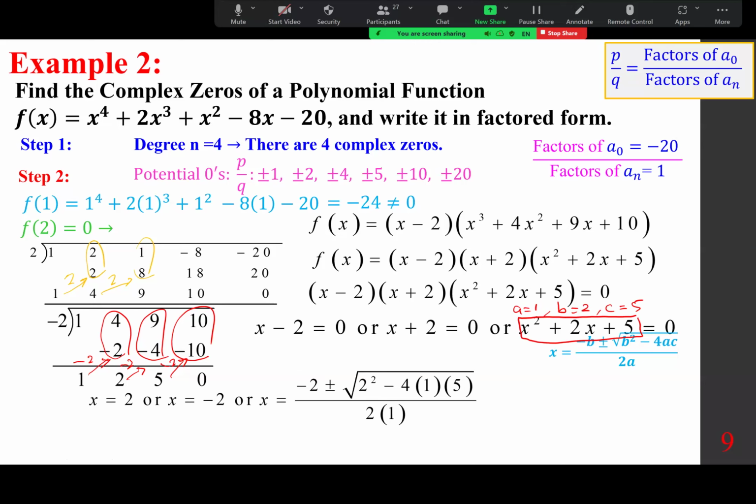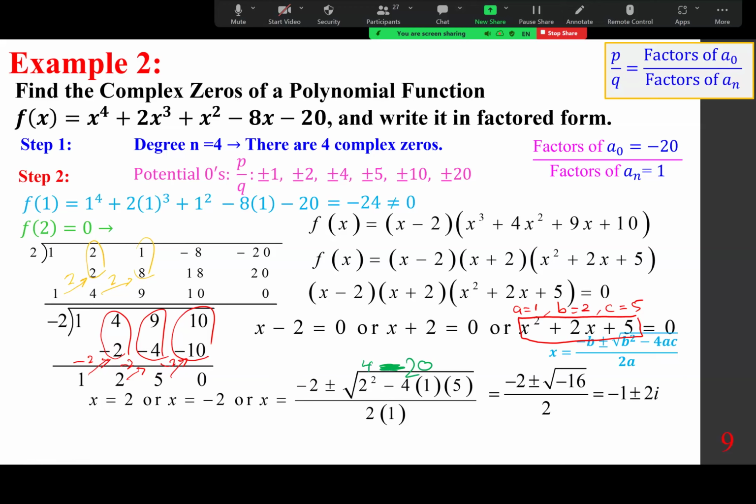We plug in minus b, so minus 2 plus minus the square root of b squared, 2 squared minus 4a, which is 1, c, which is 5, and we get 4 minus 20, or -16, and it becomes minus 1 plus minus 2i.